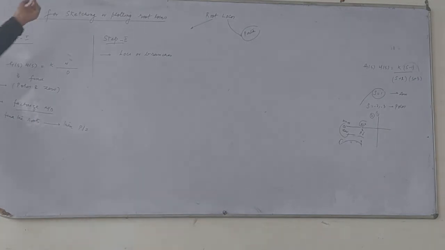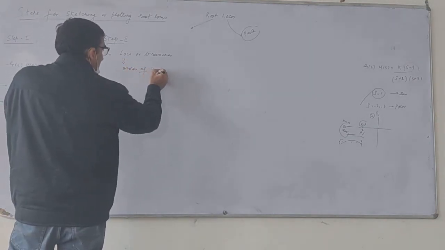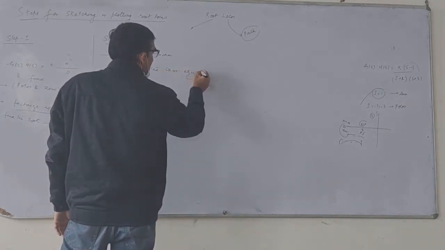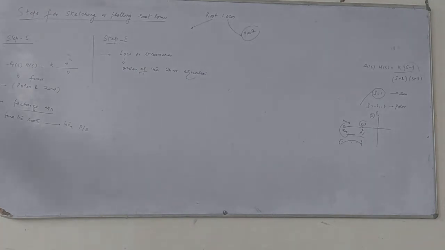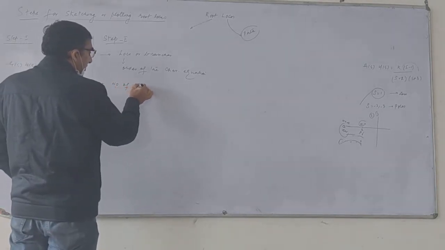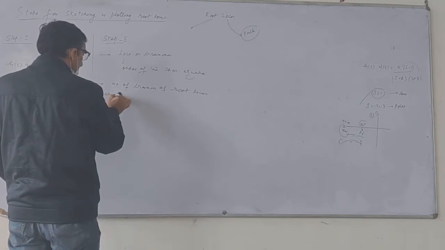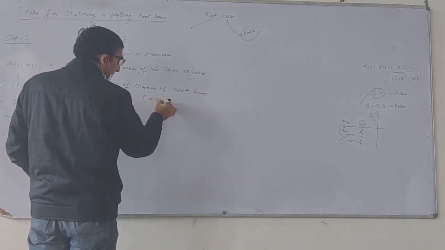Now why am I talking about this? Loci or branches in the case of root locus will depend upon the order of the characteristic equation. What is the order of the characteristic equation? In general, if I have to make a general statement, the number of branches of the root locus equals P or Z, whichever is greater.